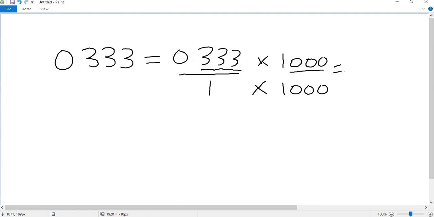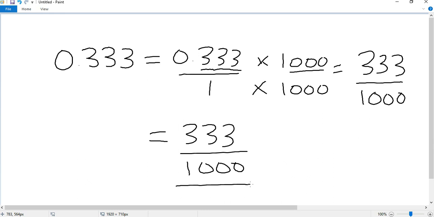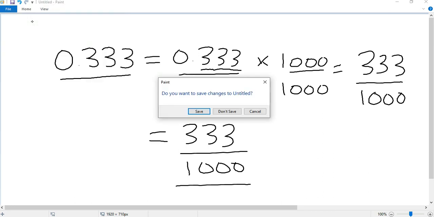And when we multiply by 1000 we get 333 over 1000. Now can we simplify this fraction? I don't think so, right? We can't simplify this further. So the answer is 333 over 1000. So we have converted 0.333 to a fraction which is 333 over 1000. Now let's try another example.